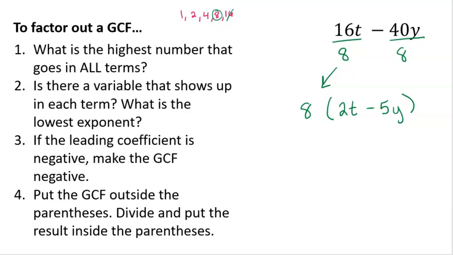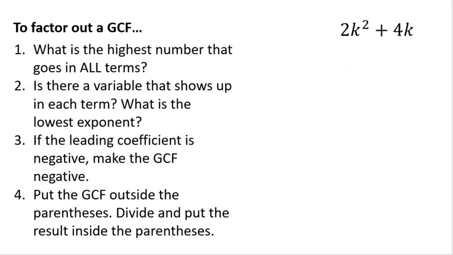All right, let's try another one. So with this one, there's only 2 factors for 2, it's 1 and 2. And so I know 2 goes into 4. And so I'm going to put 2 on the bottom. Then I ask myself, is there a variable that shows up in all of the terms? Well, k shows up in both of these.